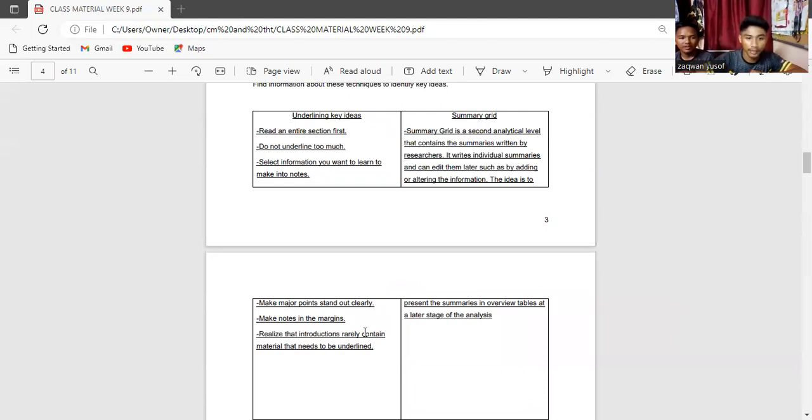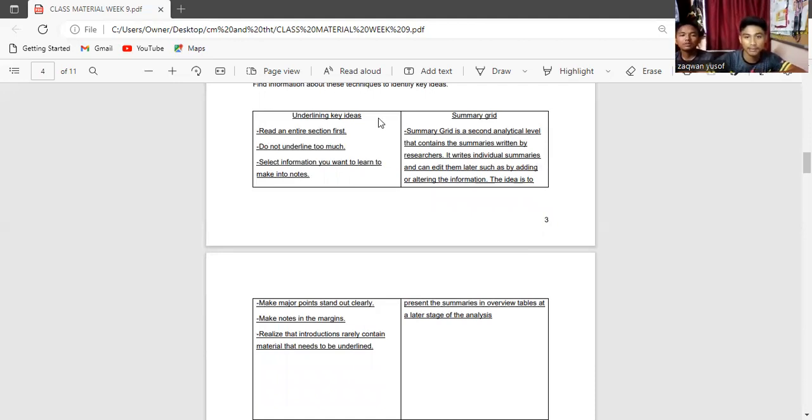Next, make major points stand out clearly. Make notes in the margins. And last, realize that the introduction may contain content material that needs to be underlined.